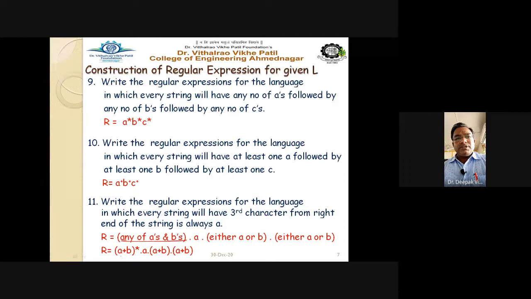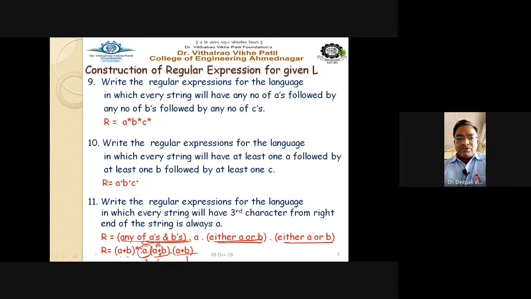Any number of A means (A+B)* raised to star, dot, this A as it is, either A or B. Which is the operator used for either-or? The plus operator is used here, that is nothing but either A or B. A or B is possible. Dot is compulsory again, this is the second one, this is the third one, and the last is nothing but your A plus A or B, either A or B. So this is the first one. Starting from the right hand side, your third letter is always A, right?